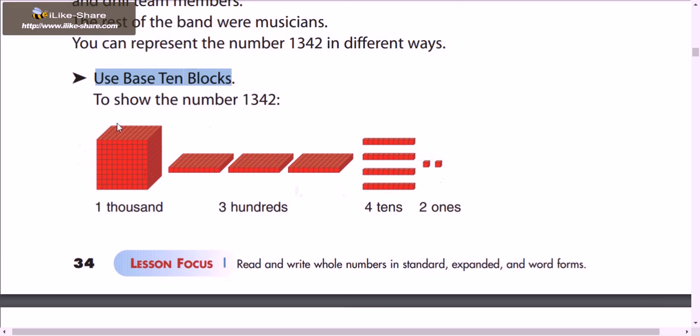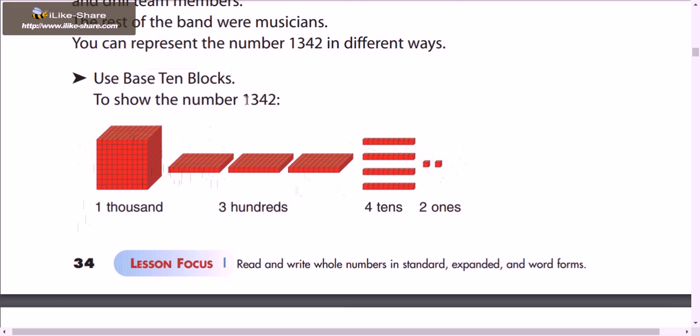We have a thousands brick, because there's 1,000 of these little red squares in this entire brick. We have a hundreds block right here because there's 100 of these red squares, a tens brick right here because there are 10 little squares there, and a ones brick here as well. So they're singles. Now, for this example, we're going to be using the number 1,342.